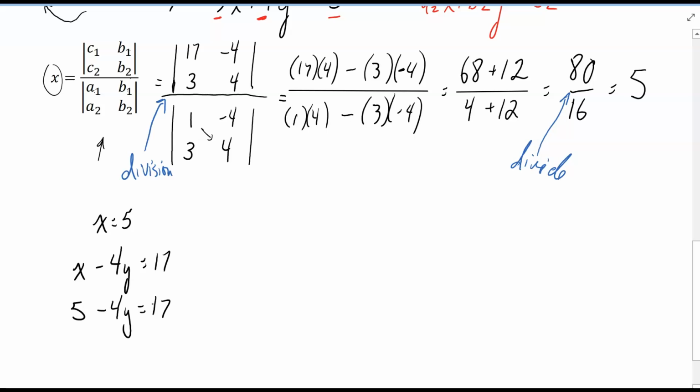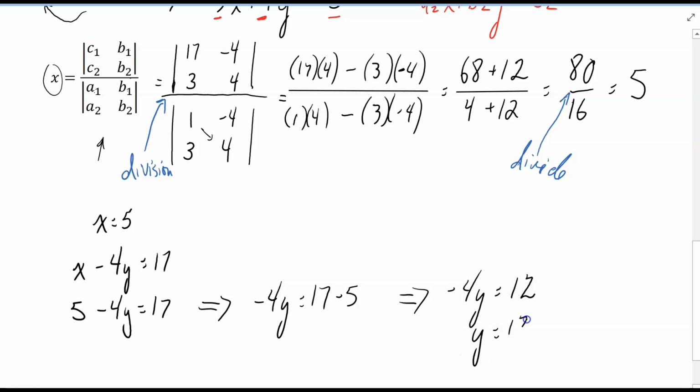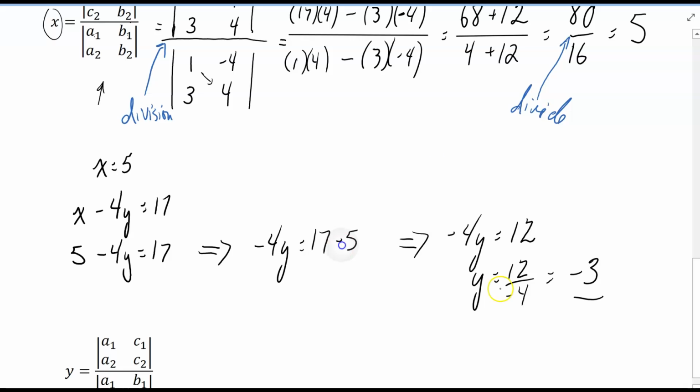And we're solving for -4y first. So -4y is equal to 17, subtract 5. Or -4y is equal to 12. Now y is equal to 12 over -4, which is equal to -3. So we do have the y value now. The solution then is 5, -3.